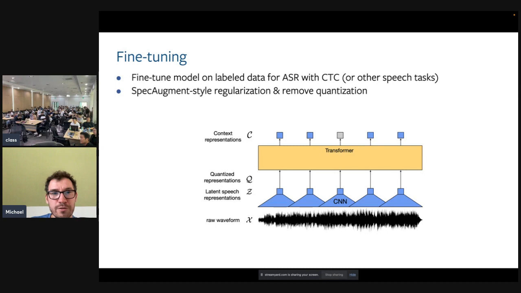We simply just try to associate these context representations at the top with particular labels that we would like our model to output. So for example, words or characters, and sometimes even phonemes, depending on the task. So for example, here we may teach the model to output characters.